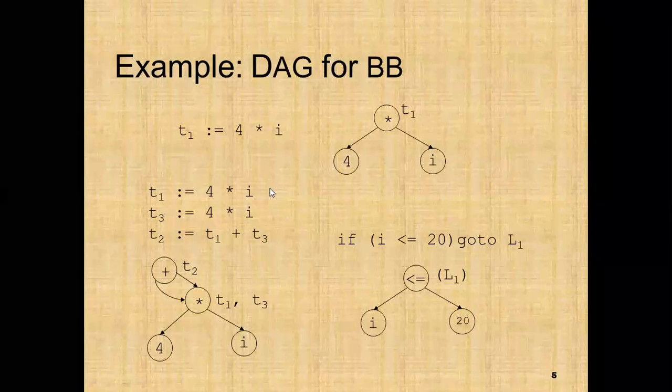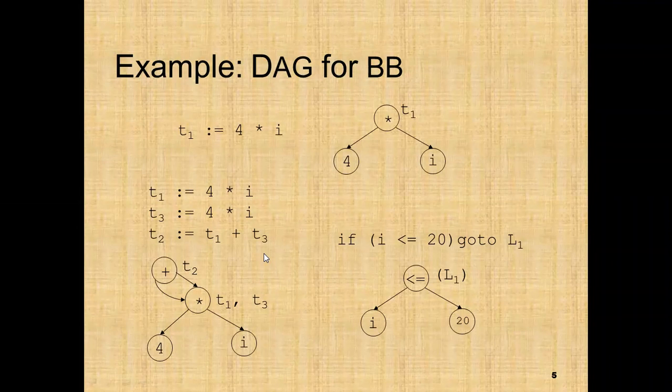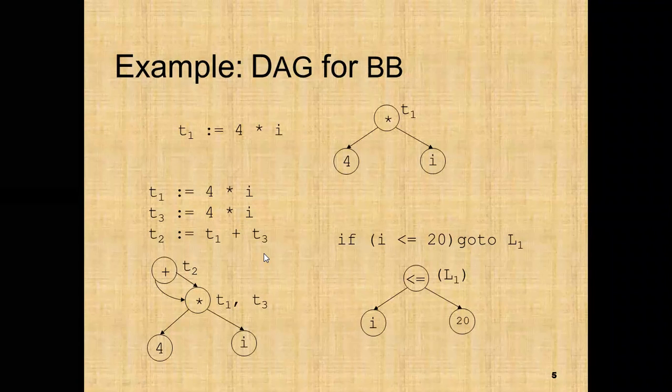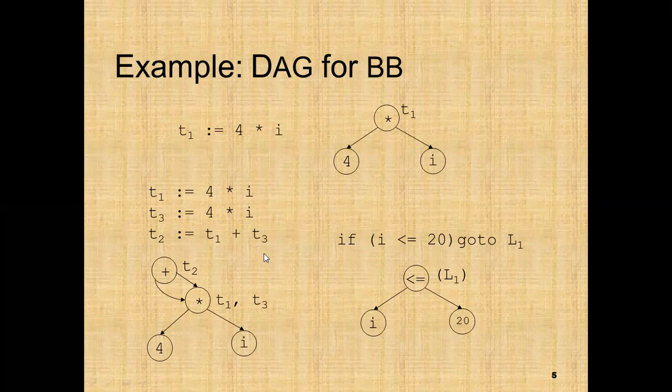Similarly, now just read these statements. T1 is equal to 4 star I. T3 is equal to 4 star I. Means there is a repetition. Suppose we have any expression 4 star I plus 4 star I.